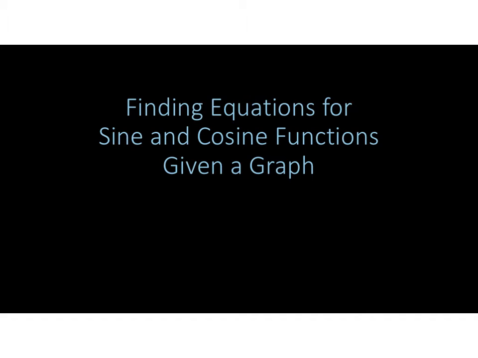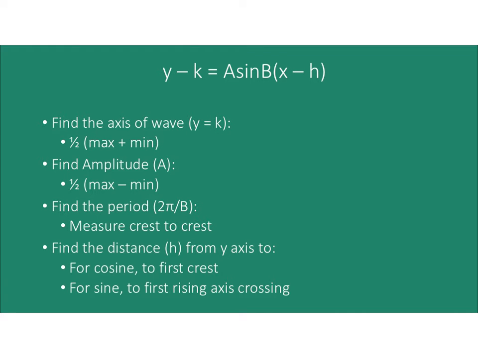This video will go through 3 examples of finding equations for sine and cosine functions given a graph. Here I've listed the different pieces you need to find using the graph to come up with your equations for sine and cosine. As you'll see in the examples, the only difference between the 2 equations you create will be the horizontal translation h.